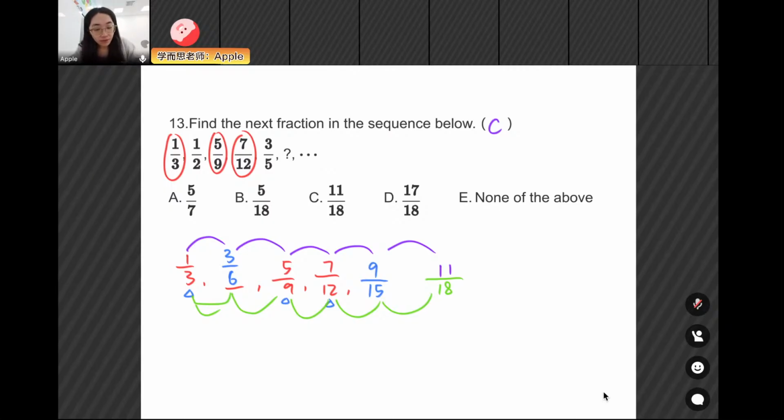Okay. Yeah, for such a question, it is also about equivalent fractions. Equivalent fractions are fractions that have a different numerator and denominator, but actually they refer to the same value.